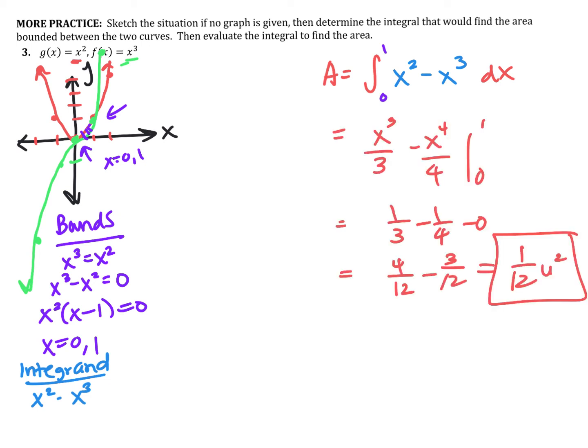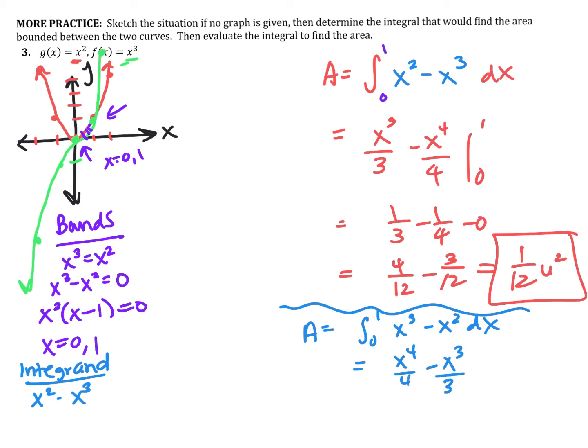So hopefully you were able to simplify down to get positive 1/12. But I want to go back to what I was talking about before. Let's say that you were doing this and you accidentally thought that your cubic function was bigger, and then you evaluated this and you plugged in 0 and 1.